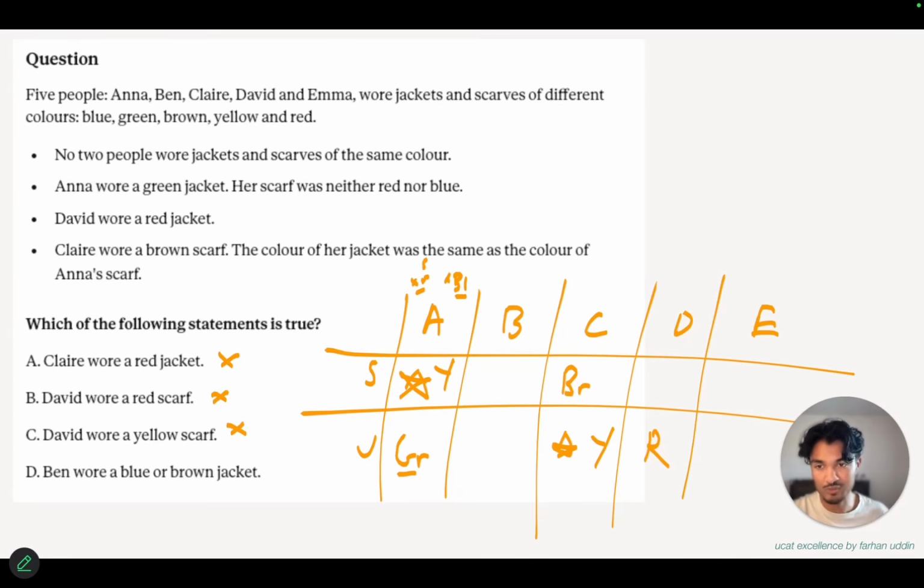But you can see D also makes sense. Ben wore a blue or a brown jacket. That's all that you're basically left with. Because we've got green here, yellow here, red here. It's got to be blue and brown between Ben and Emma in this case. So Ben had to have worn a blue or a brown jacket.